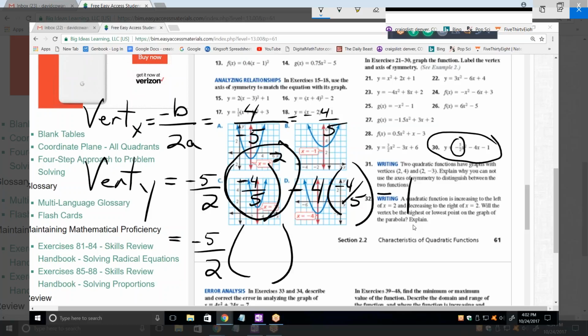Square the numerator, square the denominator. Okay, so 16 over 25. Yeah. And it is a negative number squared, which we know is going to turn positive. So that's correct. Okay, now what goes here?